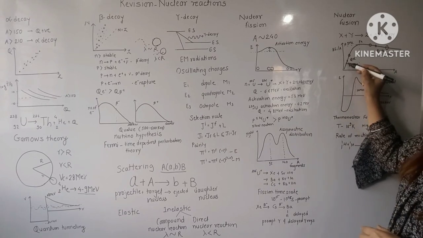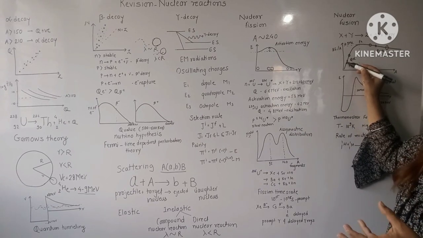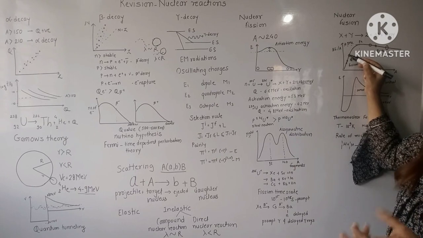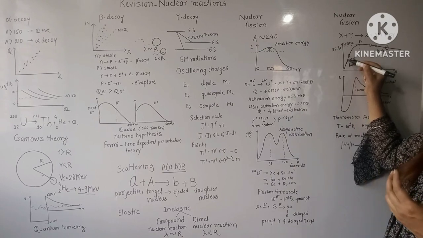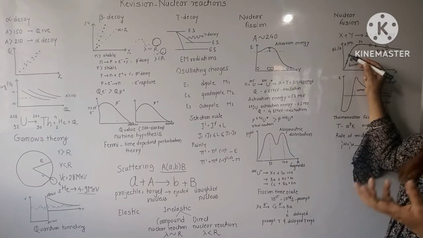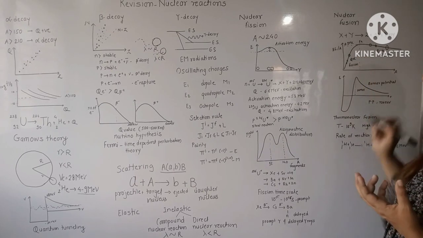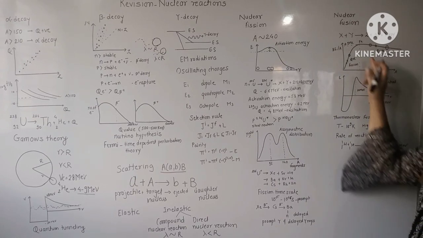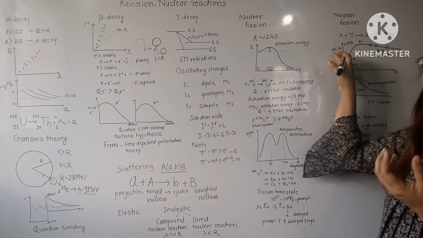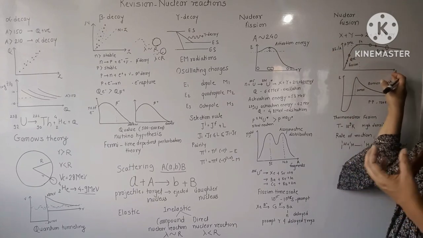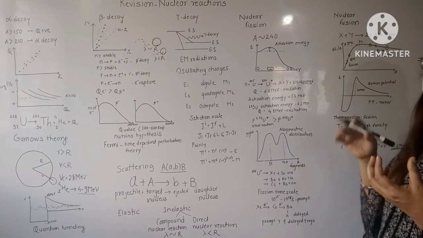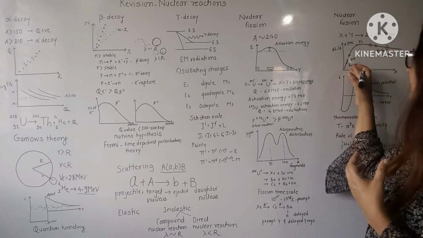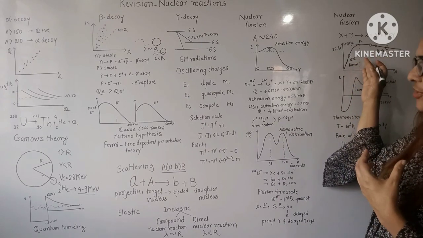Similarly, if you fuse two lighter elements to give a heavier element, here also the binding energy is increased for the product element. So in this case also, some amount of energy can be given out. From the graph of the binding energy per nucleon versus mass number, we can explain this fusion reaction and this fission reaction also.